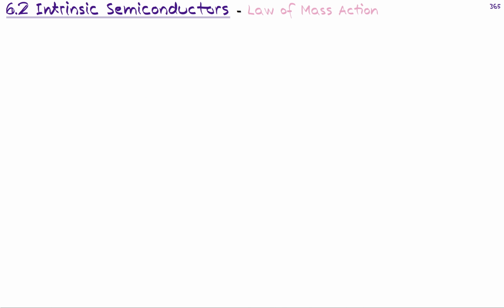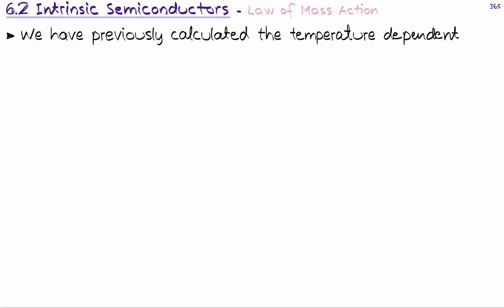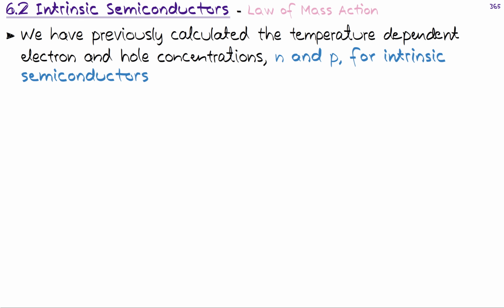So what we will do here is that I will try my best to derive to you the law of mass action. And as we saw in the earlier lectures, we noted that the variables, the electron and hole concentrations, so N and P, are of course temperature dependent, and this was obvious in the equations we derived earlier. And this is the case for intrinsic semiconductors. So we have not yet considered doped or extrinsic semiconductors here at all.